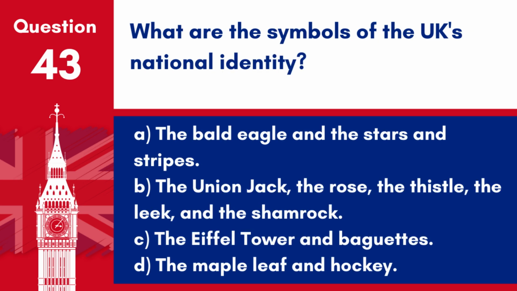Question 43. What are the symbols of the UK's national identity? A. The bald eagle and the stars and stripes. B. The Union Jack, the rose, the thistle, the leek, and the shamrock. C. The Eiffel Tower and baguettes. D. The maple leaf and hockey.